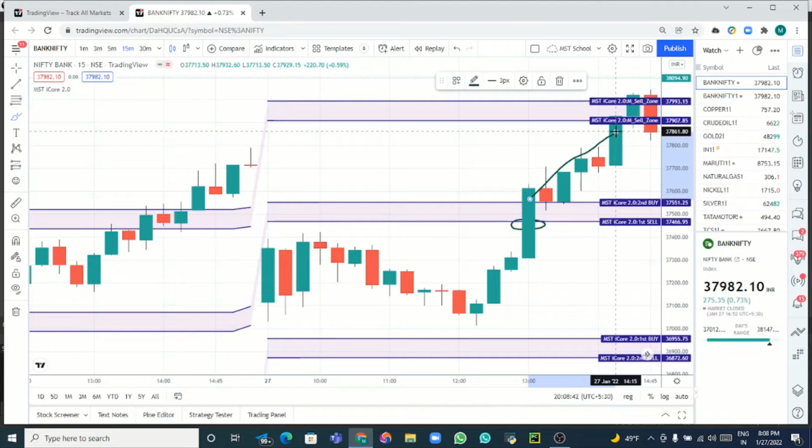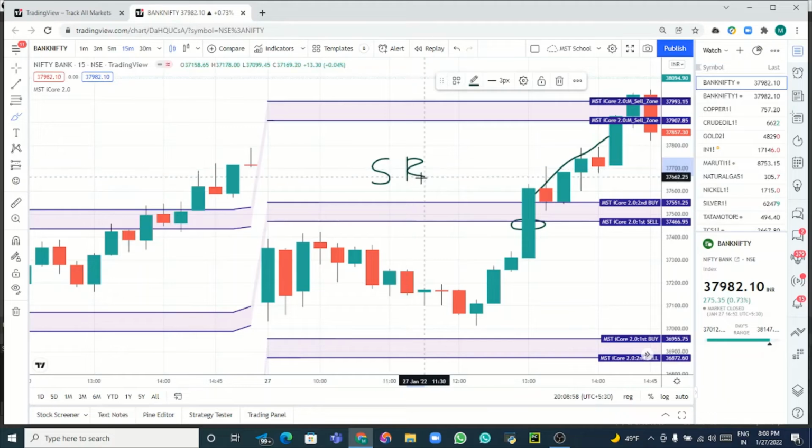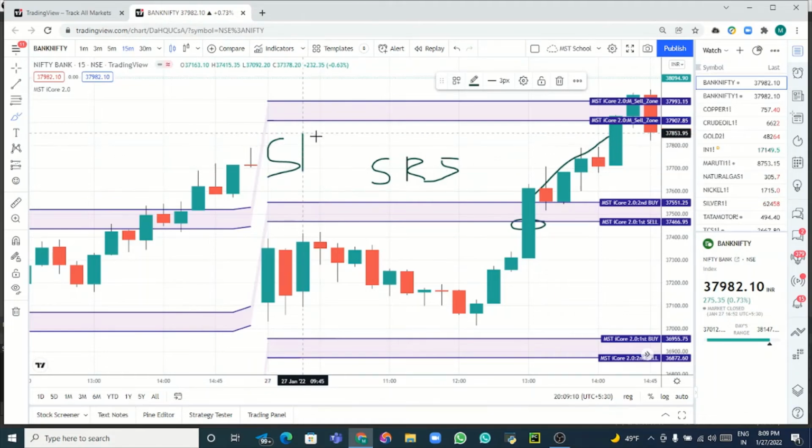You should know when to cut your position when you are in loss. If you are not cutting your position, then you will lose your entire capital. Our strategy is clearly defined: if you are in loss, that is SL hit, then immediately reverse your position. We call it the SRS strategy. What is SRS? Stop and reverse strategy, or SRT strategy. What is SRT? Stop and reverse the trade. Any name you can give.